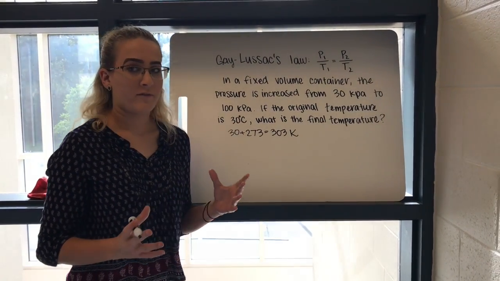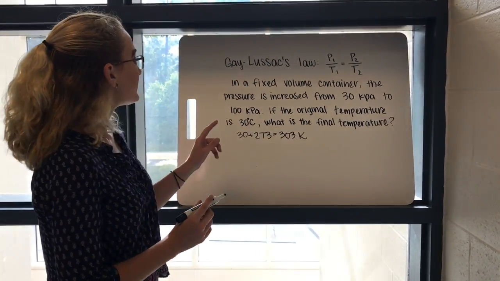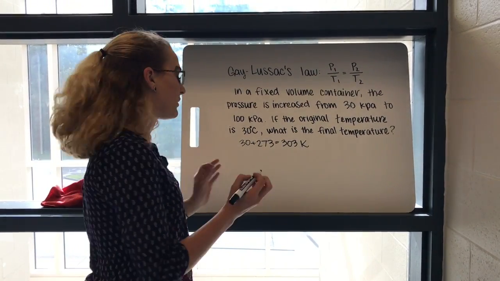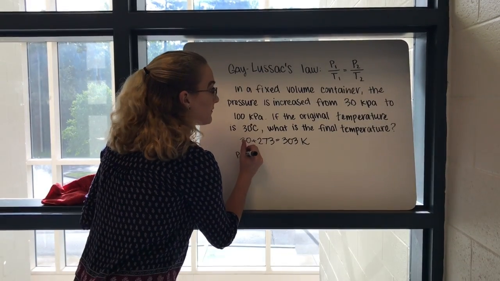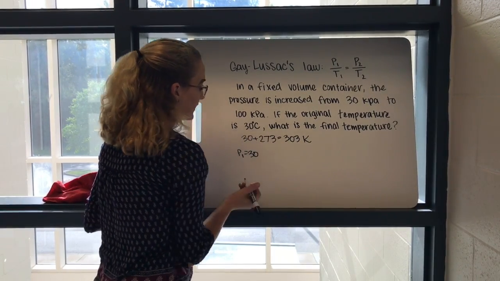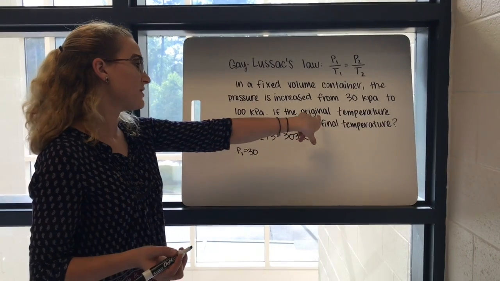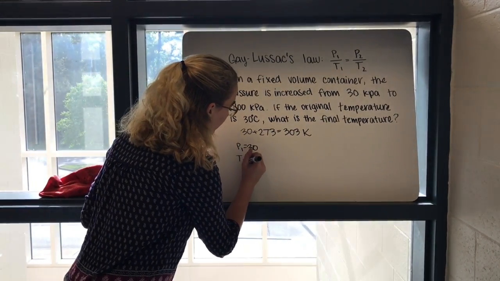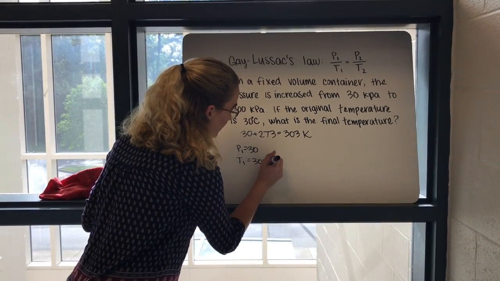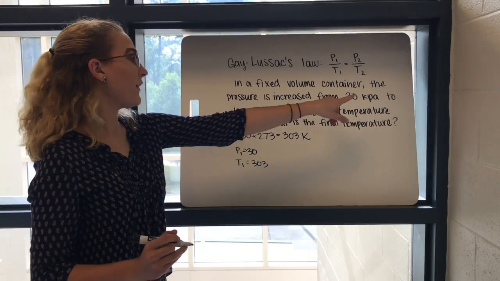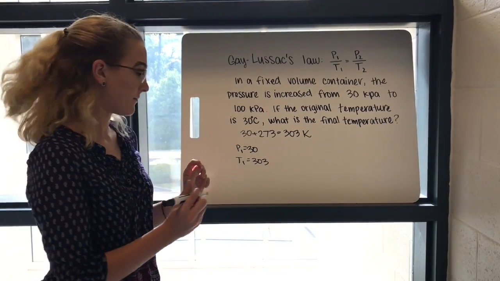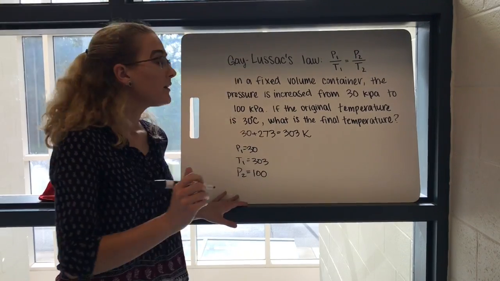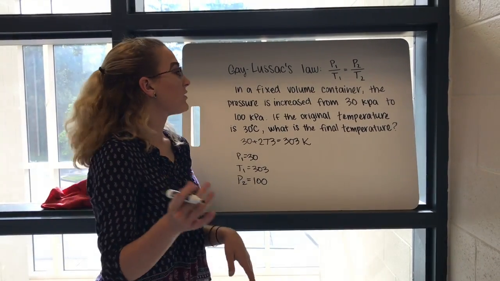So now we have all the information we need to solve. We have our 30 kPa, which is our pressure 1, the initial pressure. P1 is 30. And our temperature 1, which is the original temperature, is going to be 303 K. And we have our final pressure, which is going to be 100 kPa. So our P2 equals 100. So now we're just going to plug everything in and solve.